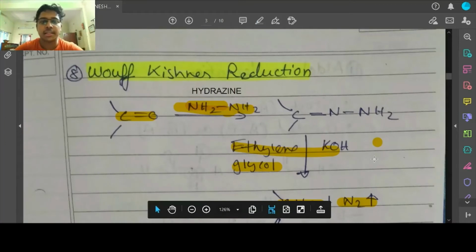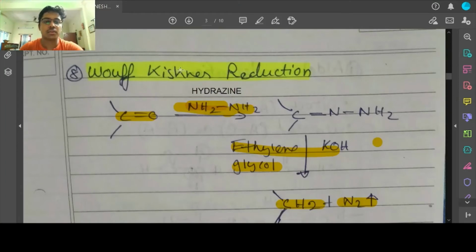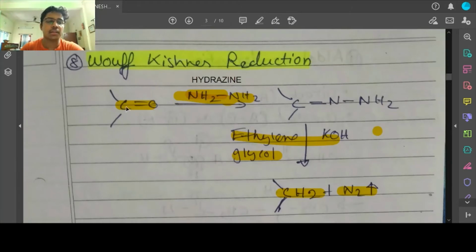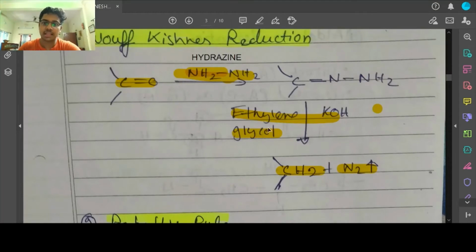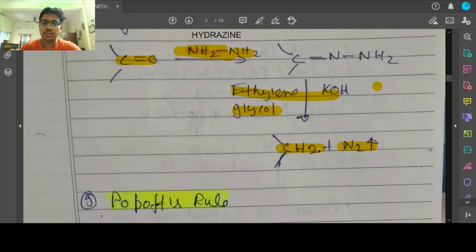Hello guys, let us continue from where we had left. We had done till Wolff-Kishner reduction earlier. I hope you are clear with it, so I'll just explain it quickly. The C double bond O group on treatment with hydrazine: one H2 is removed from the NH2, and it reacts with the O forming H2O and forming C double bond N, single bond NH2. This compound on treatment with ethylene glycol and potassium hydroxide KOH gives CH2 plus N2.